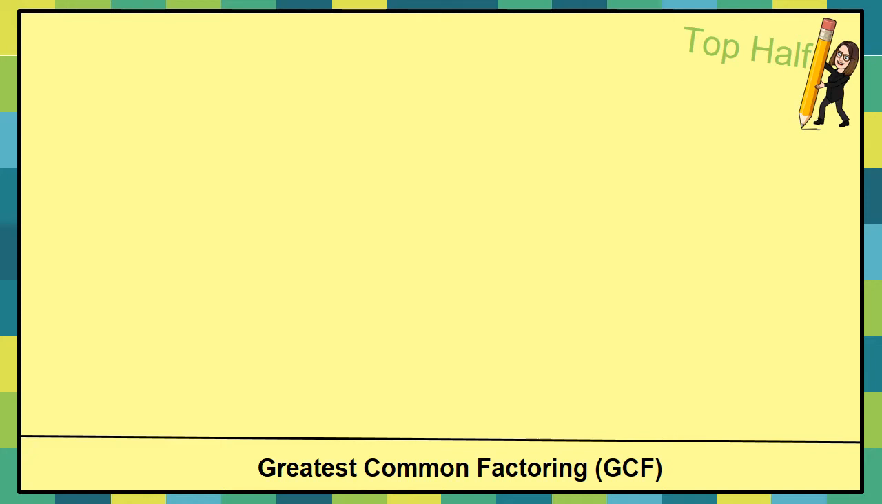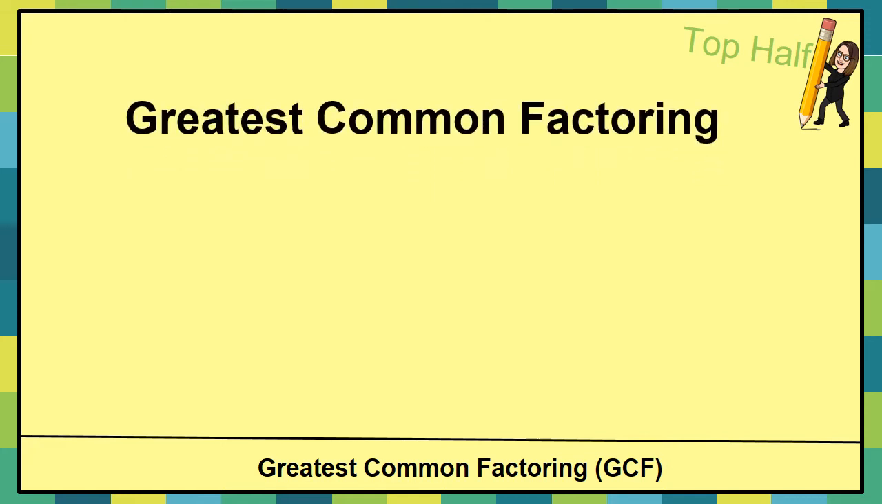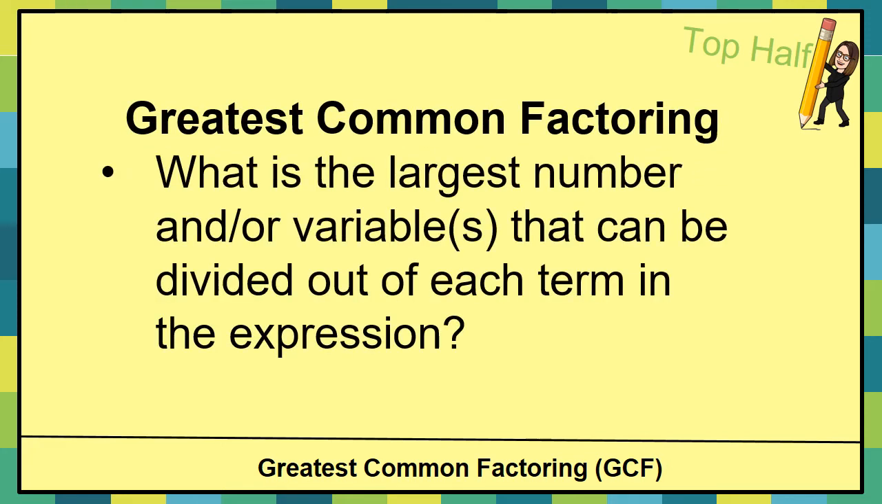All right, let's flip to the next page in our foldable, the page that says Greatest Common Factoring GCF. Let's take a look at the top half that is currently blank. We're going to write one piece of information. What is greatest common factoring? So you'll have lots of space to write this on the top half. Greatest common factoring means what is the largest number and or variables that can be divided out of each term in the expression. Please pause this video, write this down, and then we'll look at it again.